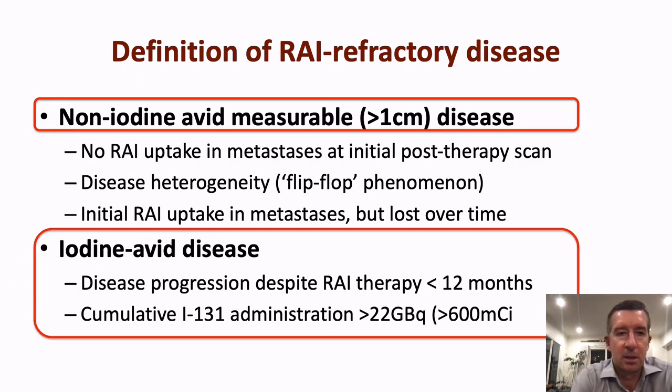Just outlining, I've highlighted the three main criteria that were confirmed in the SELECT study, validating the role of lenvatinib. So this is either having non-iodine avid measurable disease, or in the setting of patients with iodine avid disease, showing disease progression despite treatment in the last 12 months, or having a cumulative I131 administration over 22 gigabecquerels.